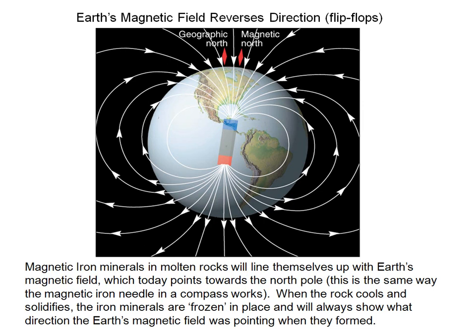Magnetic iron minerals in molten rocks will line themselves up with the Earth's magnetic field, which today points towards the North Pole. And this is the same way the magnetic iron needle in a compass works. When the rock cools and solidifies, the iron minerals are frozen in place and will always show what direction the Earth's magnetic field was pointing when they formed.